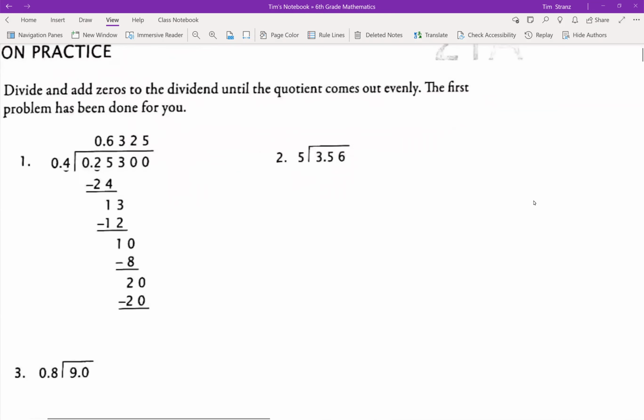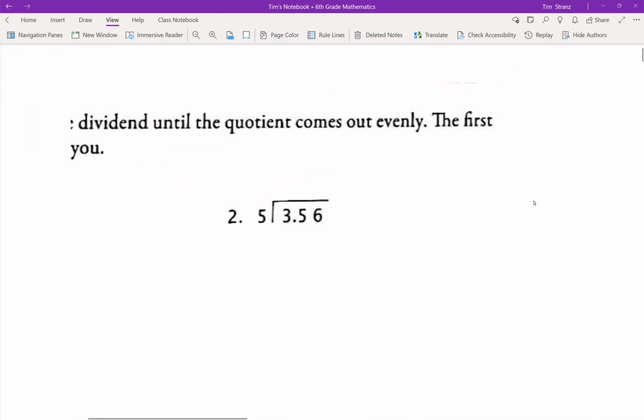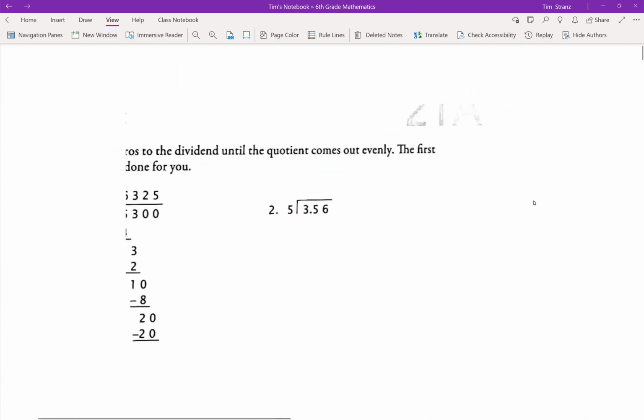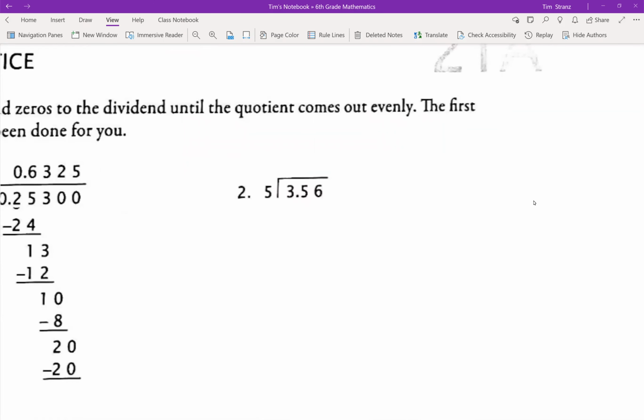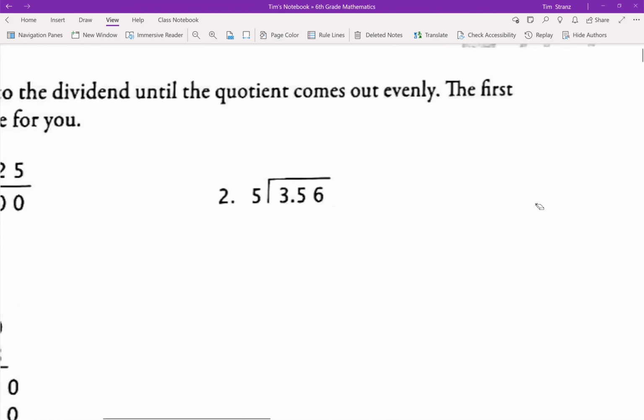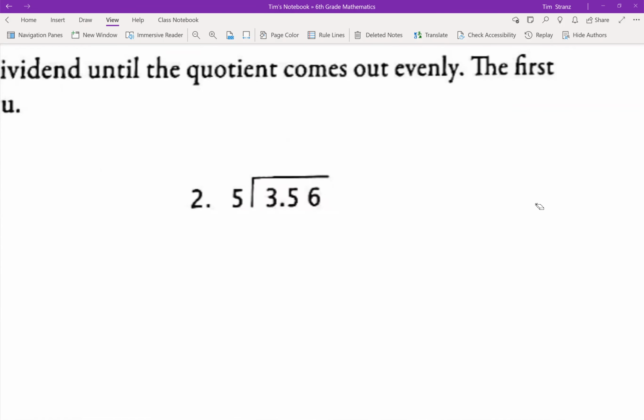Number 1 has been done for you. Let's look at number 2. You always want to remember to make your divisor, this number right here, a whole number. Remember, this is your divisor, this is your dividend, and your answer is going to be your quotient. In this case, my divisor is already a whole number, so I'm just going to put my decimal right where it needs to go.